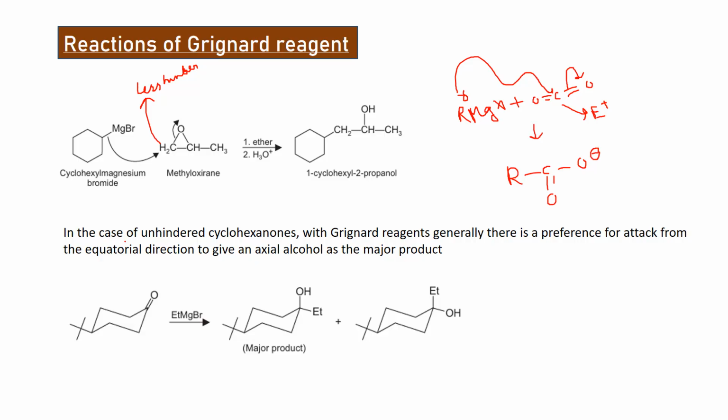In the case of unhindered cyclohexanone with Grignard reagent, generally there is a preference for attack from the equatorial direction to give an axial product as the major product. So if you add this Grignard reagent to cyclohexanone, it specifically attacks from the equatorial position, giving us this axial alcohol as a major product. For cyclohexanone, if you are adding Grignard, it will specifically attack from the equatorial position, which is a less hindered position, generating an axial alcohol.